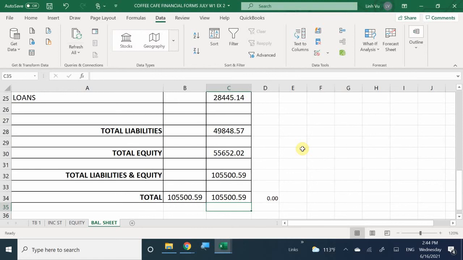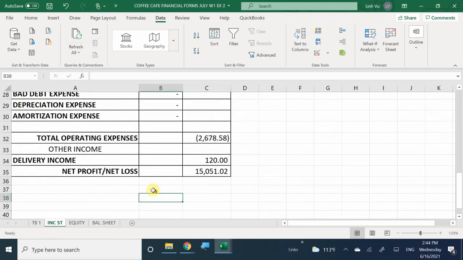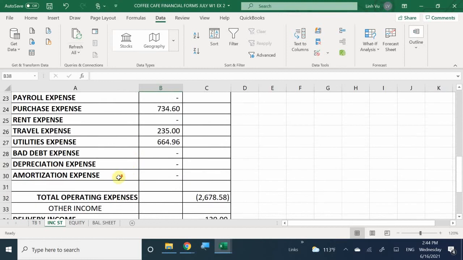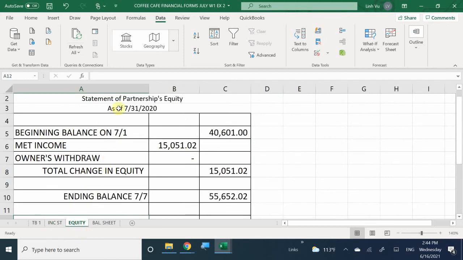So remember, each one builds upon another, right? First thing that we did was our net profit and loss, or income statement, right? And we found that we got a net profit or net income. This net income is going to be used for the statement of equity. We're going to place it here, because since it's a positive number, it's going to increase your equity.